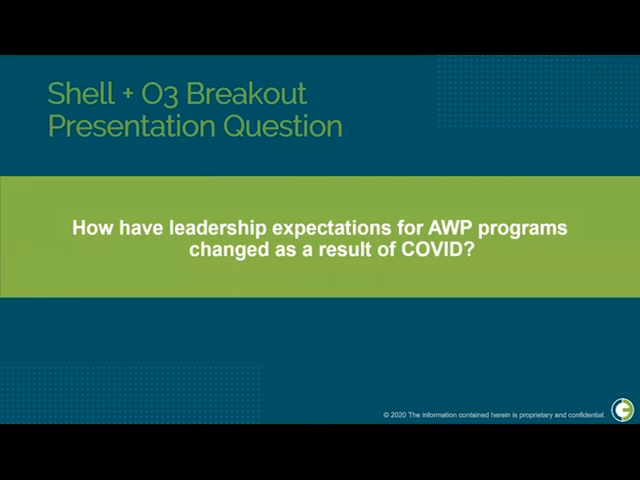And along the same topic, we had another question. How have leadership expectations for AWP programs changed as a result of COVID? Yeah, I think the biggest thing here is whenever there's any kind of cost pressure happening from macroeconomic conditions or the uncertainty resulting from that uncertainty, you have this cost pressure on initiatives and spending in general. I think everyone across the world has felt that.